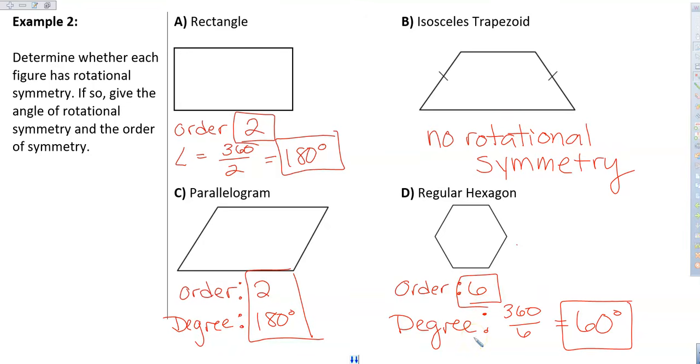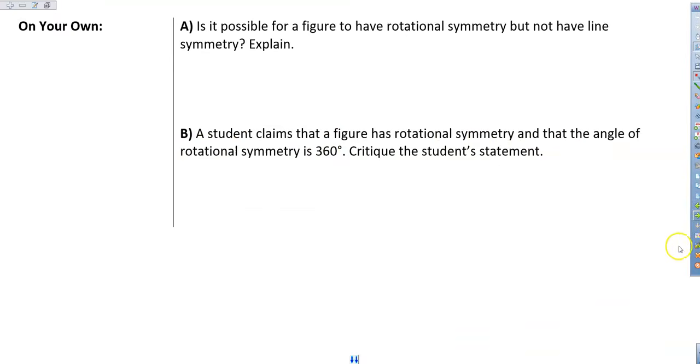Again, if you have any questions on that, make sure you write it down now. So go ahead and pause your video. Do this problem on your own, and we'll come back in a minute to check your answers.